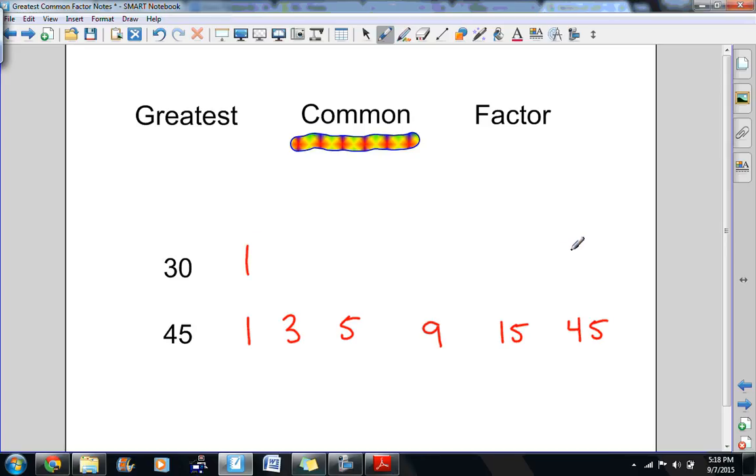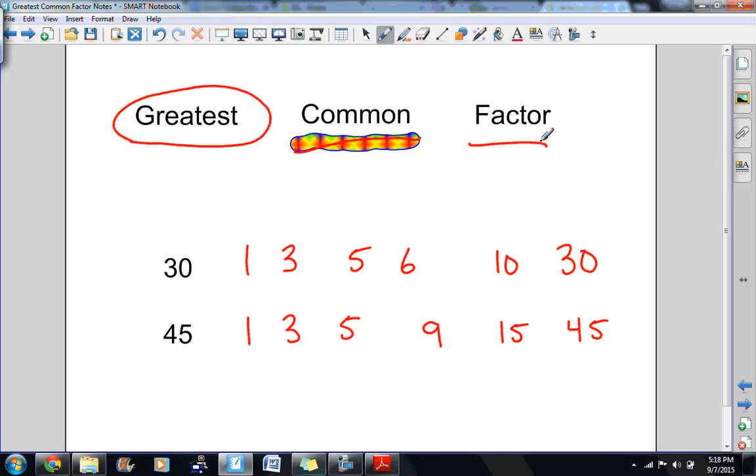30, I know that 1 and 30 work. I know that 3 and 10 work. And I know that 5 and 6 work. And if we break down the definition of our word, it's the greatest, so largest, common factor. Well, we have all of the factors here. So what is the largest factor that they share? Well, not 30, not 10, not 6. 5 it is. So the greatest common factor of 30 and 45 is 5.